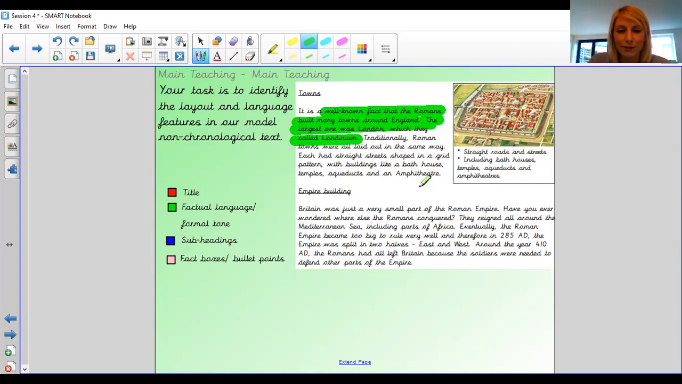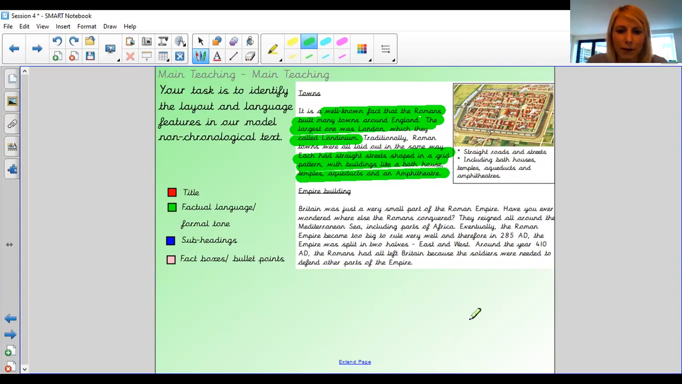Let's keep going then. So we're going to find some more factual language. Traditionally, Roman towns were all laid out in the same way. It's kind of just descriptive there, isn't it? But this bit is more factual. Each had straight streets shaped in a grid pattern with buildings like a bathhouse, temples, aqueducts, and an amphitheatre. That's quite factual, isn't it?